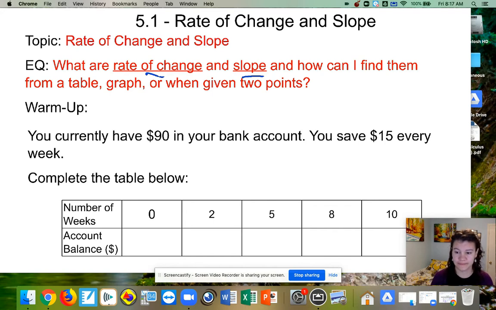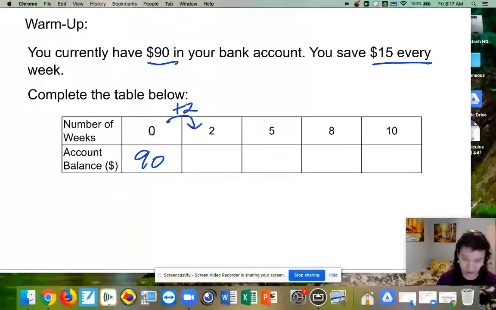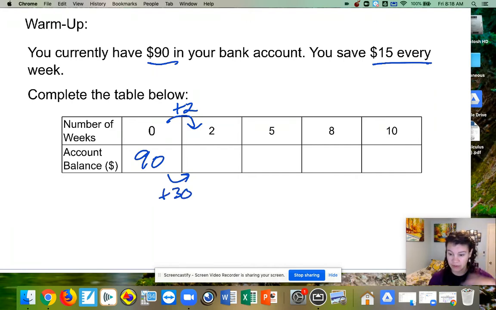Complete the table below. All right, so here we have $90 in your bank account. So, we start off with 90 off the bat, and then every week you save $15. So, we need to look here at what's the difference in the number of weeks between our spots. We went up by 2 weeks, which then we need to add $30 because you got 15 the first week and then another 15 the second week. So we'd have a total of 120.